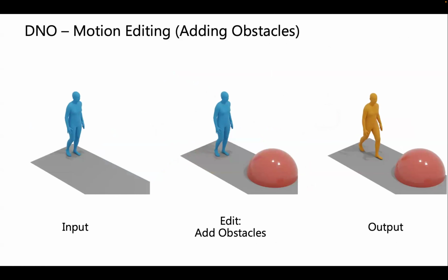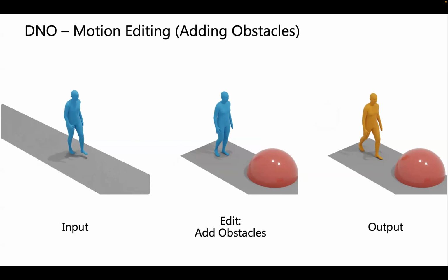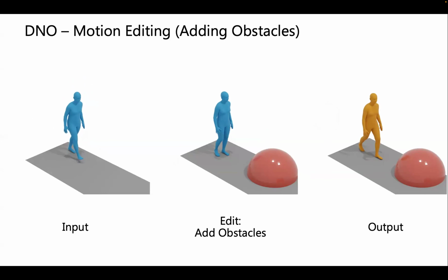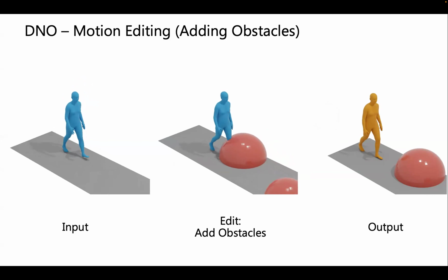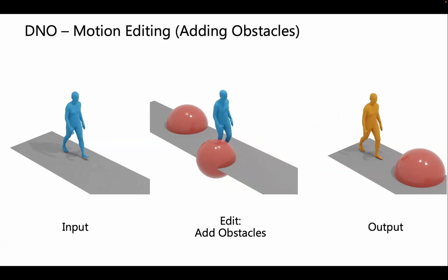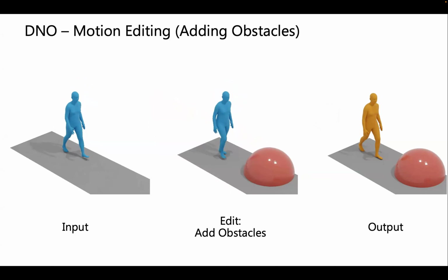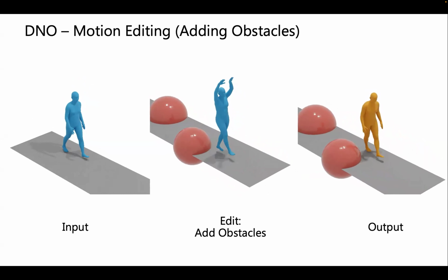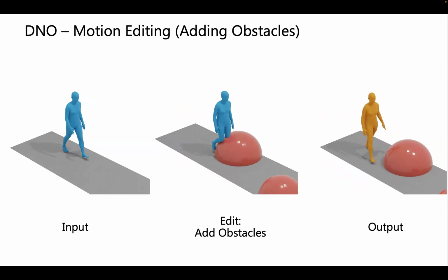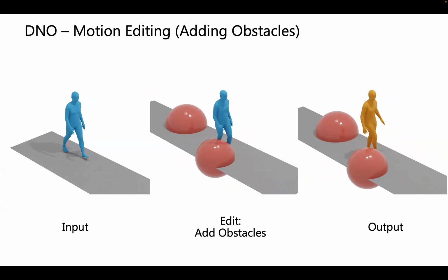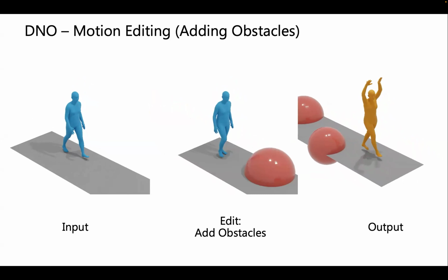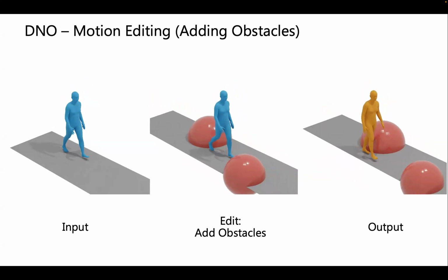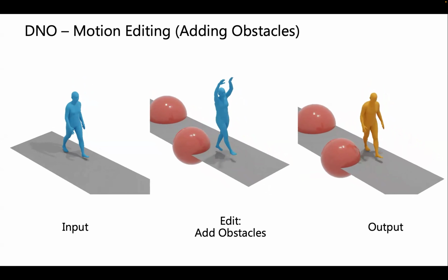For example, this is motion editing, to avoid obstacles. This is the input, just motion generated from text, for example, walking and raising your hand. If we put some obstacles on the way, you can see the human is in collision. If in your loss function you push the human away from these obstacles, by the SDF or something like that, you can see the optimized latent noise can generate this type of motion that can really avoid these obstacles.